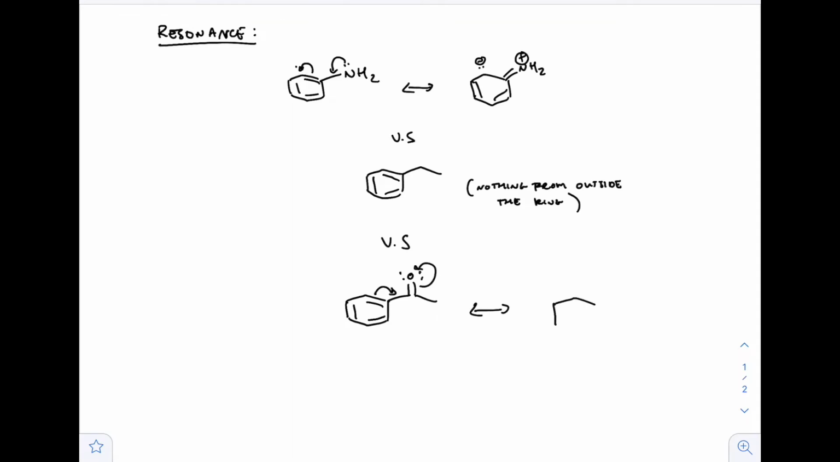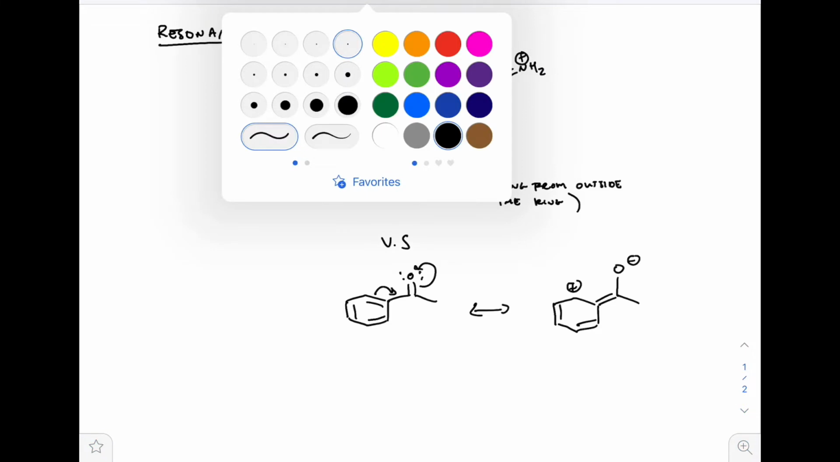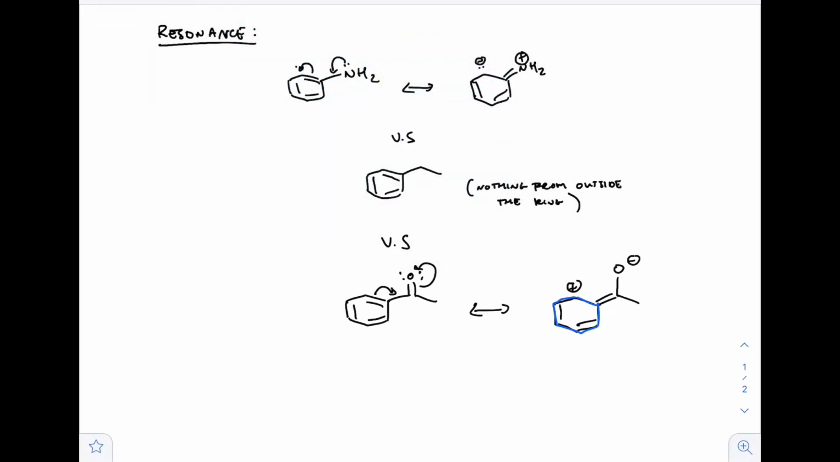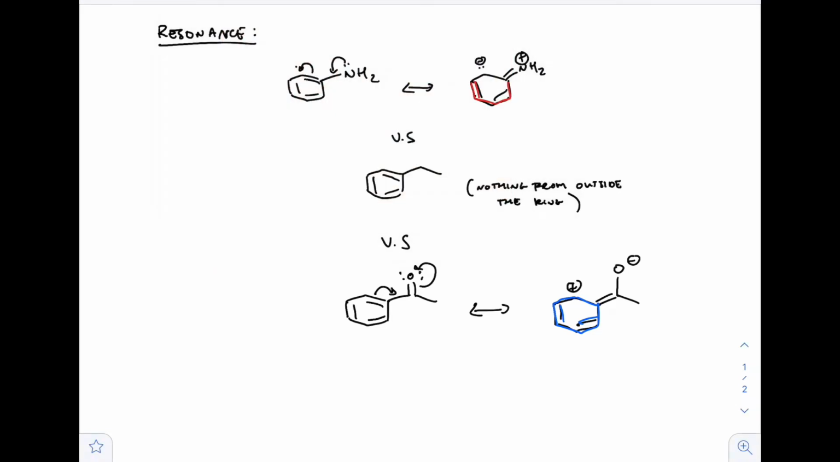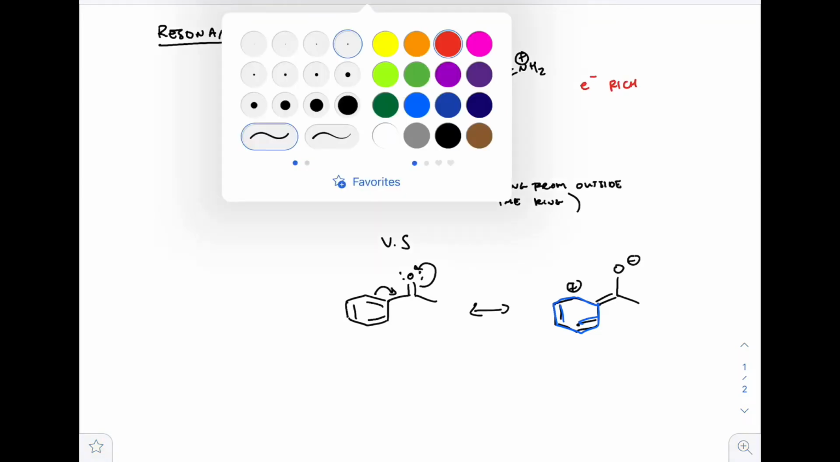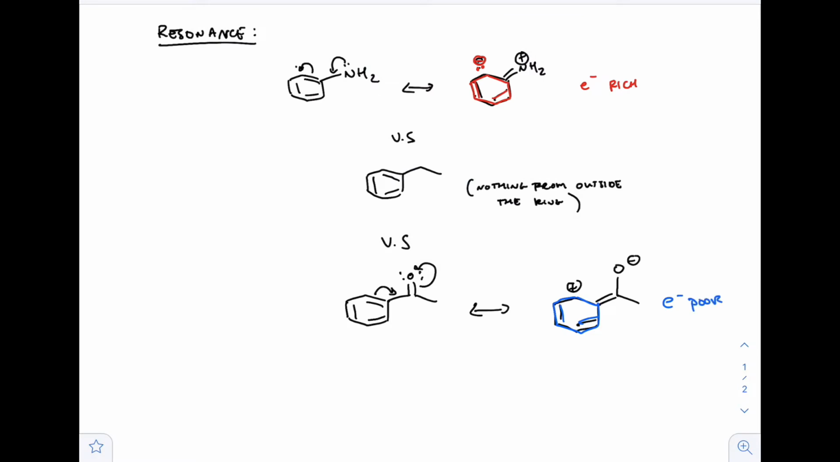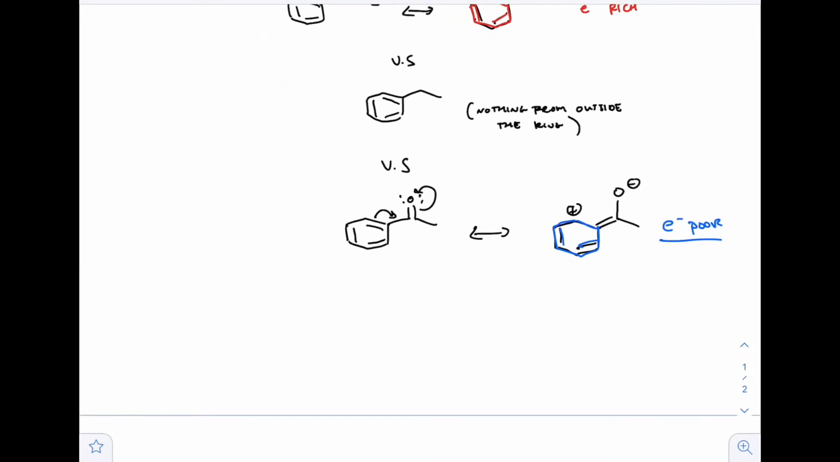Now, when we have this carbonyl group, we can draw a resonance structure in the opposite direction. There's no lone pair to donate into the ring, but that oxygen in the carbonyl group can accept electrons and withdraw electron density from that benzene ring. And it puts a positive charge at the ortho position instead of a negative charge like the nitrogen. So that red ring is electron rich from the nitrogen, and the blue ring is electron poor from the carbonyl group. And via resonance, that nitrogen was an electron donating group, and the carbonyl group was an electron withdrawing group.